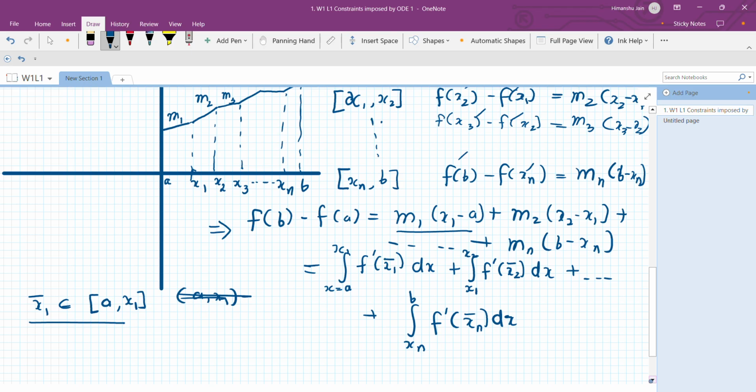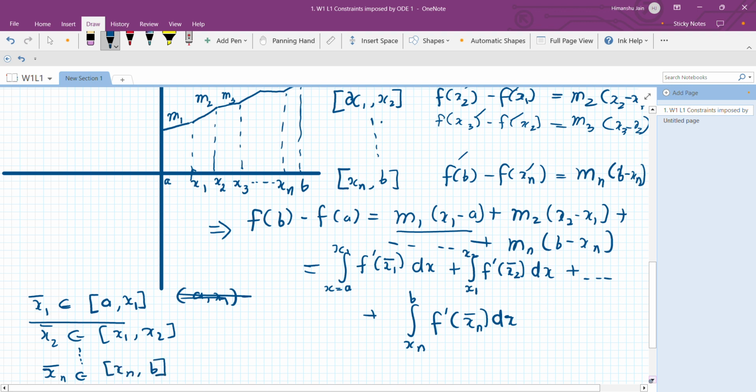So this way of reasoning, going from open to closed interval, is sufficient; it does not cause much trouble. So similarly x2 bar belongs to (x1, x2), and xn bar belongs to (xn, b).